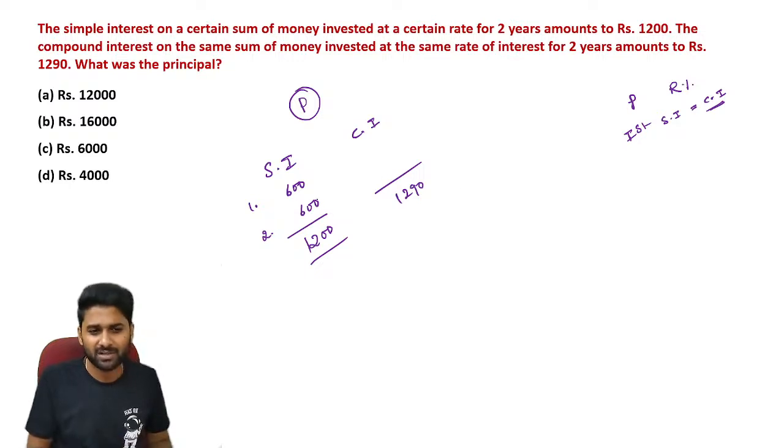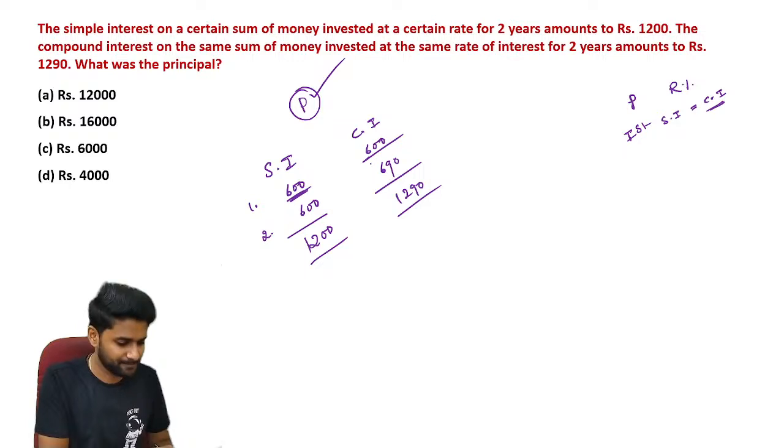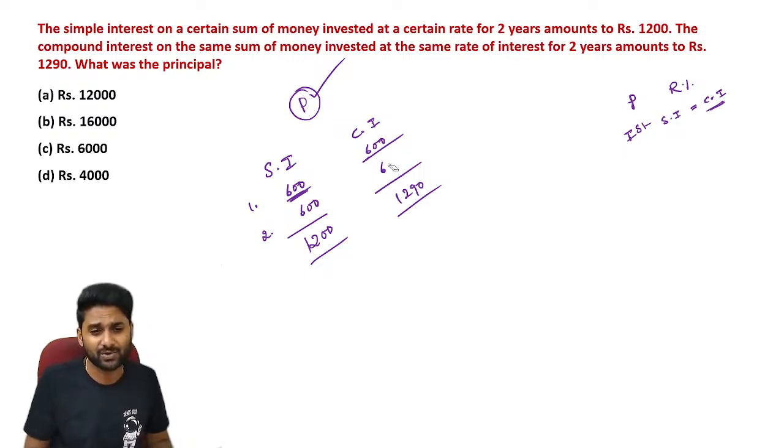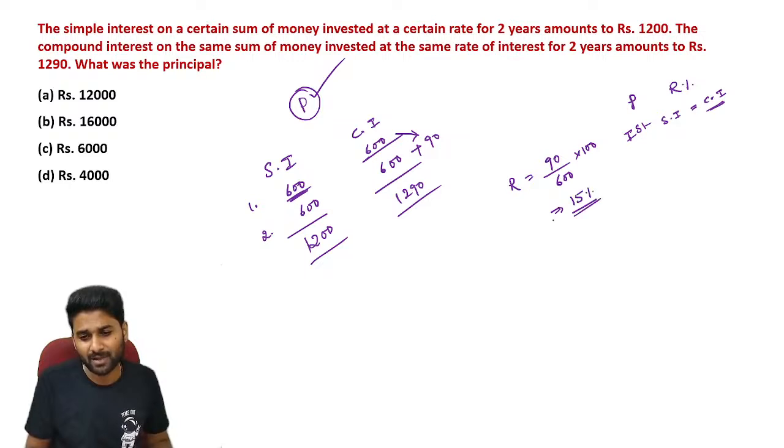Now here, the first year, why? Because the principal is the same. First year simple interest is exactly equal to first year compound interest. For 2 years, they will get 1290. It means for the second year, you will get 90 rupees extra. 90 rupees extra means you can split this value as 600 plus 90. Then you have to identify the rate of interest. You will get 90 rupees interest for the second year, and 90 is what percentage of 600? So it's all about 15. Now you will get the rate of interest as 15%.